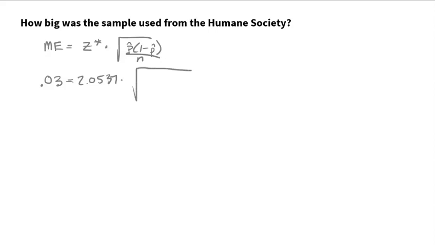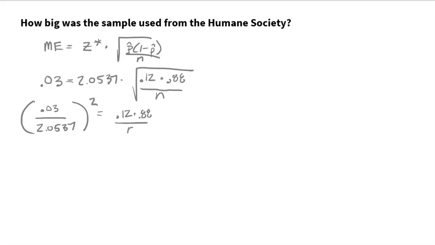All right, now the formula for the standard error is p-hat. Oh yeah, I already found p-hat, 0.12. The opposite is 0.88. I'm going to divide that by my sample size of n. So now that I filled everything that I knew in, I'm just going to solve for n. We already did this once. We'll do it again. First thing is divide by the 2.0537. Then I have to square both sides to get rid of the square root.